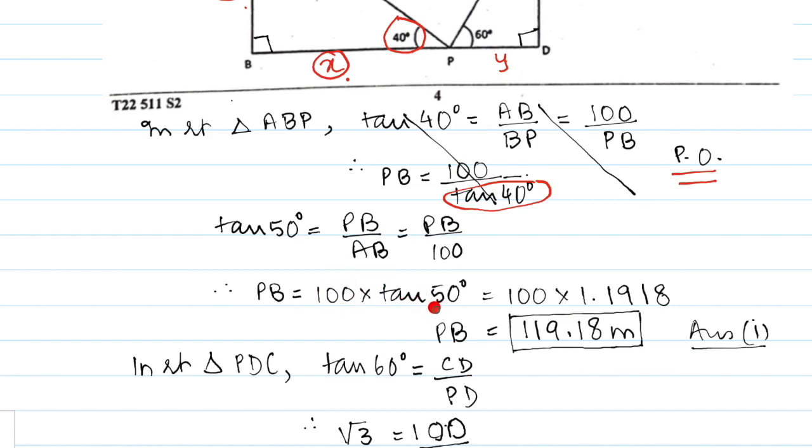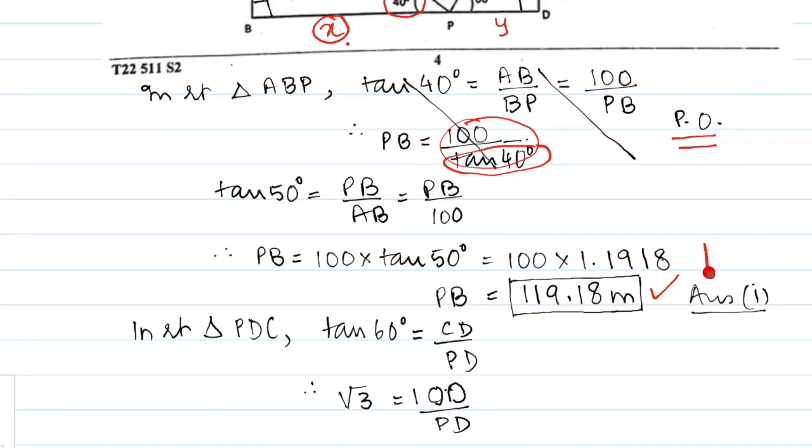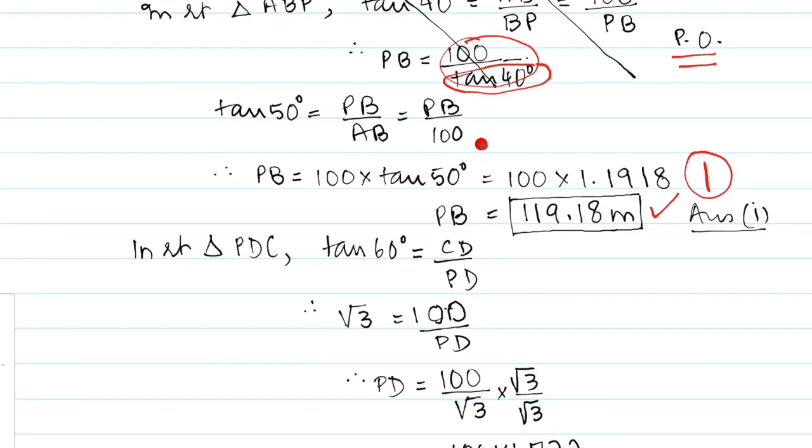So tan 50 is 1.1918, and that multiplied by 100, it's much easier calculation than dividing like this, correct? Yeah. So to get this will be 1 mark. Okay. To get this part, this will be 1 mark.